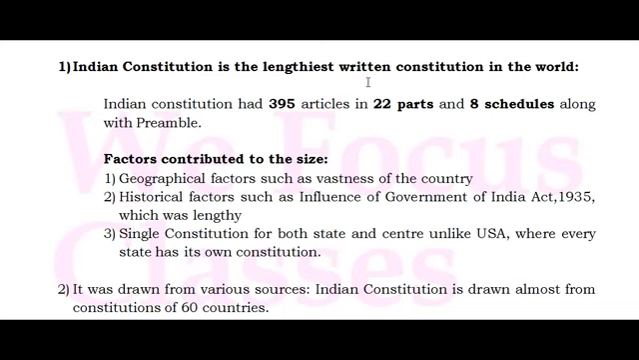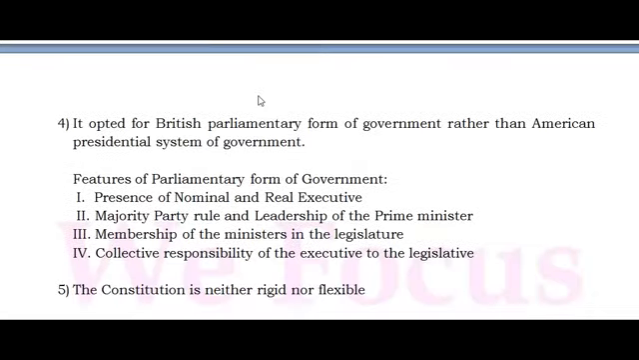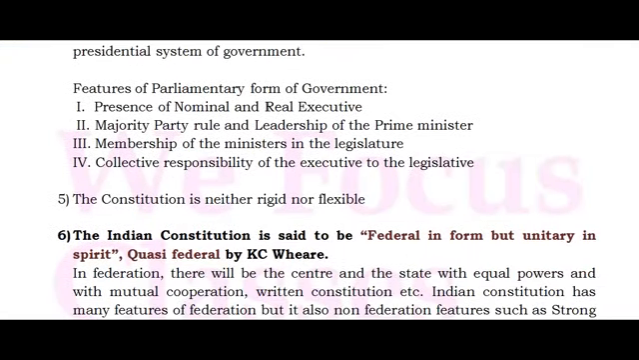We have decided to go for a parliamentary form. We have decided to go for a secular state, and it's borrowed from many constitutions, and the people are the sovereign. These are the aspirations. These are the special features given by the Indian Constitution to us. So how and where were these special features enclosed? So we need to discuss one by one.